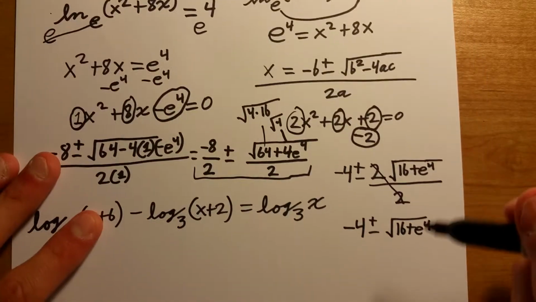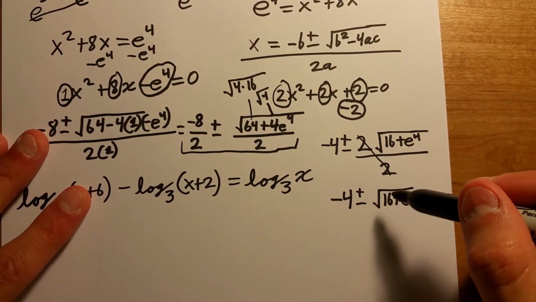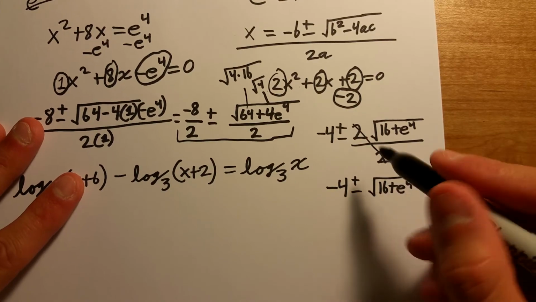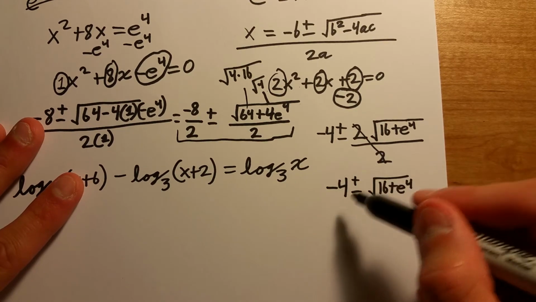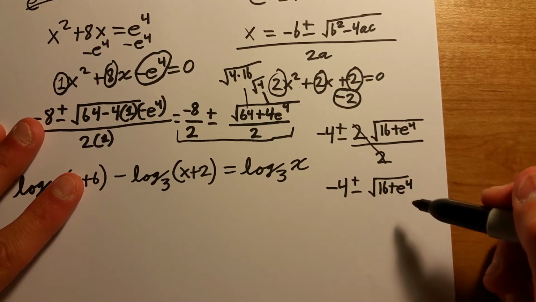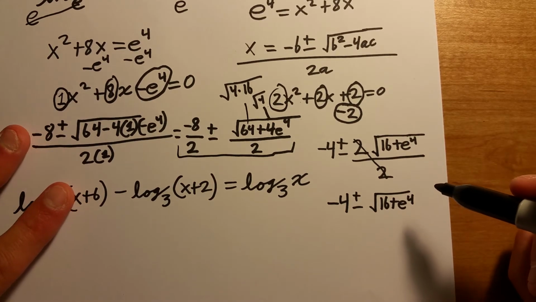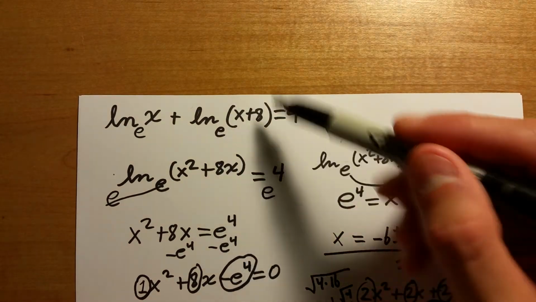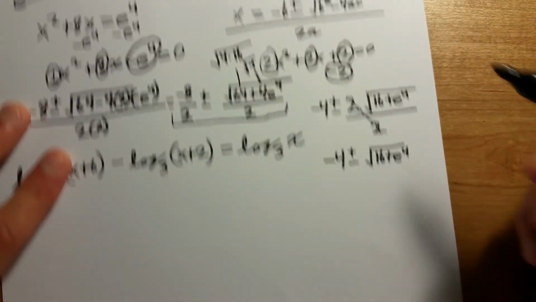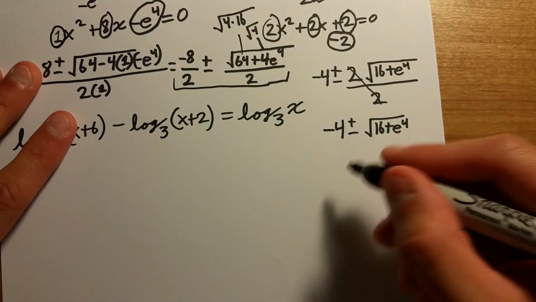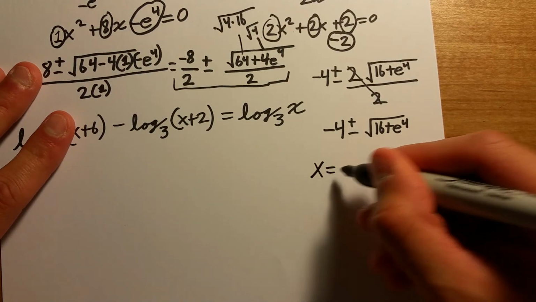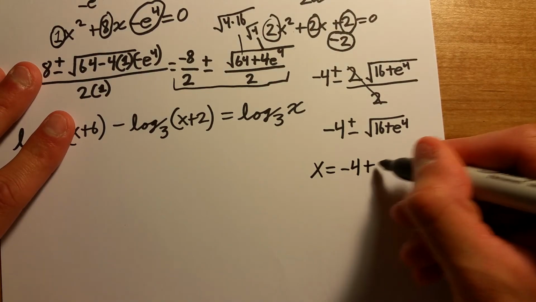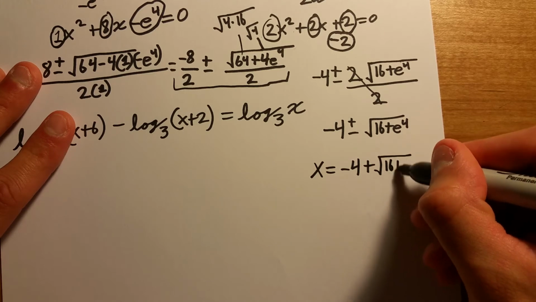And if you check, you have to check back. So I guess plug it into your calculator. Negative 4 minus the square root of 16 plus e to the power of 4 does not work out. It ends up being an overall negative sign, so it's not going to work out. So the positive one is the only one that actually works. So your answer is going to be x equals negative 4 plus the square root of 16 plus e to the power of 4.